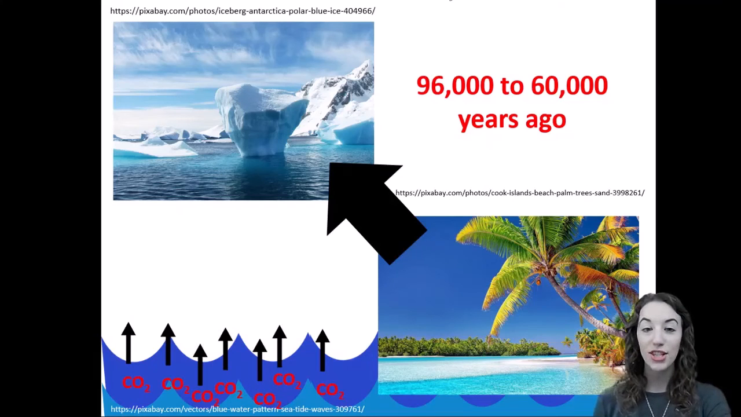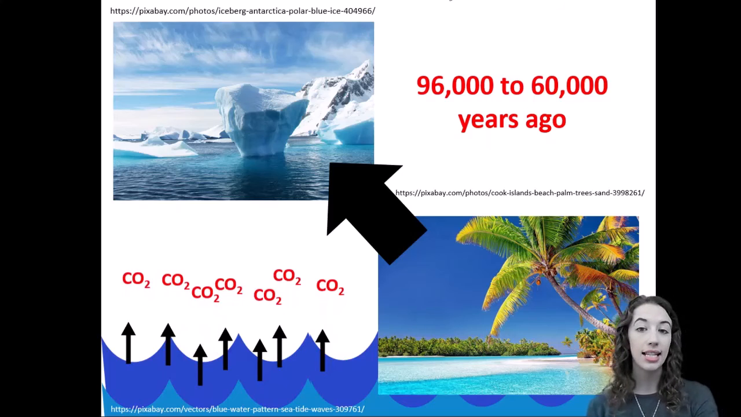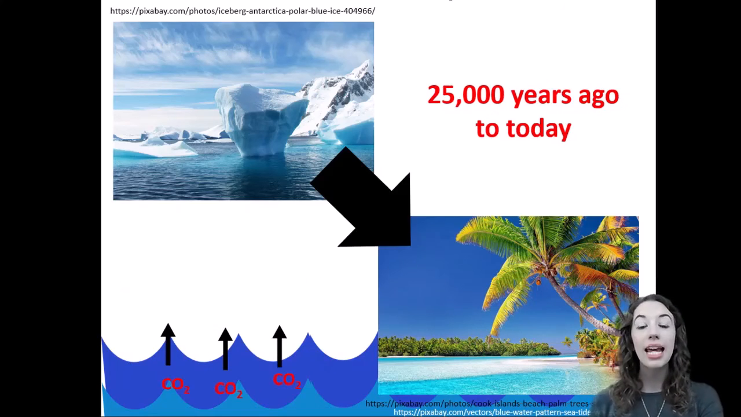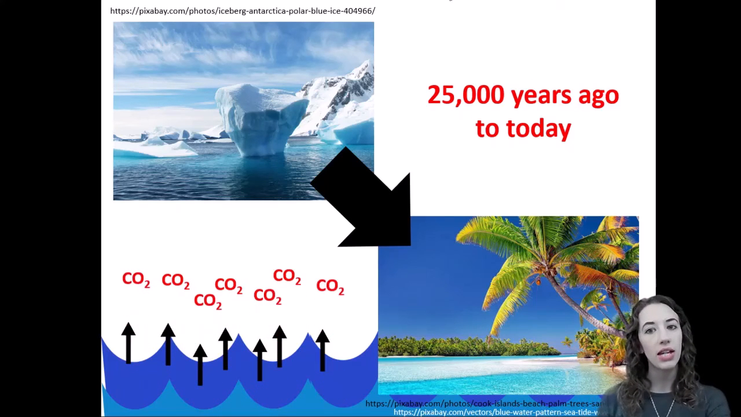My results suggested that the EEP released more CO2 across the 96 to 60,000 year climate change than today, and released as much or more across the climate change from 25,000 years ago to present. This suggests that despite the rapid changes happening within our global climate, the EEP may continue to release CO2 in the future.